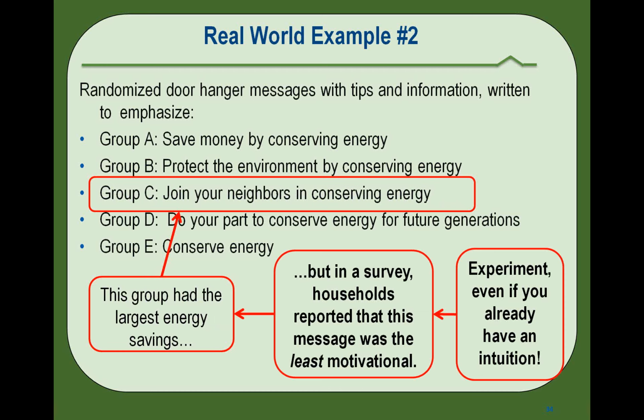And the interesting part here is that when they asked the same people in a survey which message was most motivational, people said that message C was actually the least motivational. So the point here is, even if people think that they know what works the best, sometimes our intuition can be misleading, and experimentation can really help you figure out what actually works the best.